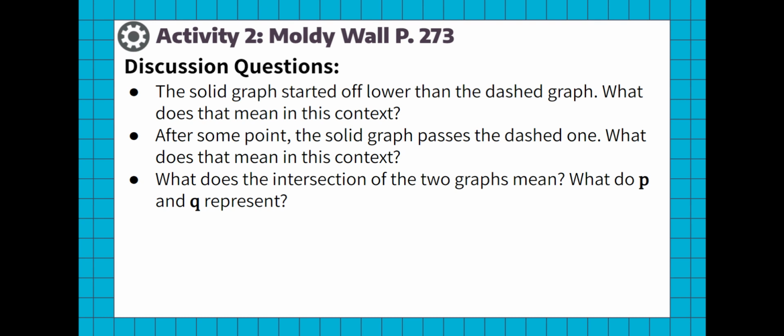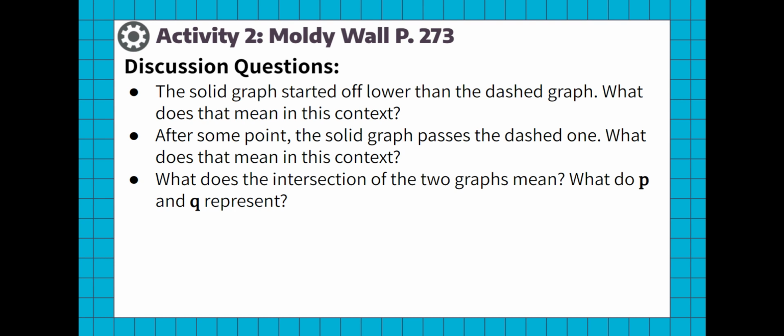For the first question, the solid graph started off lower than the dashed graph. What does this mean? The mold population represented by the solid graph is smaller, or covers a smaller area on the wall, than the one represented by the dashed graph.